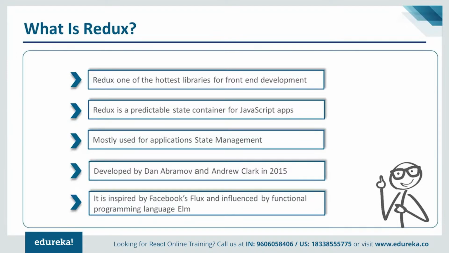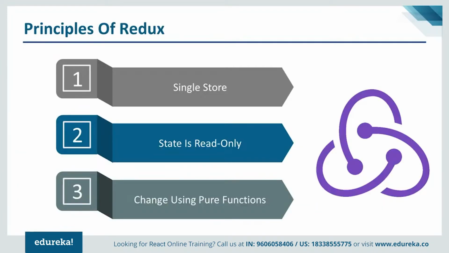And to support this statement, I can give you evidence that if you check on GitHub, Redux has more stars, more popularity, as compared to Flux. Now, what are the basic principles of Redux? There are mainly three core principles. First, it has a single store. Second, the state is read-only. And third, changes are made using pure functions.